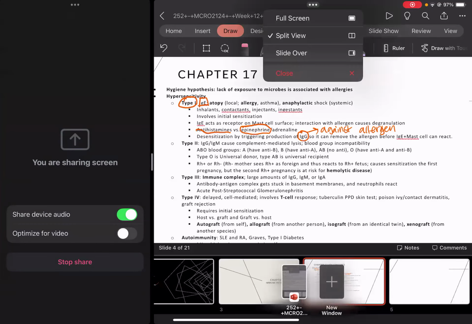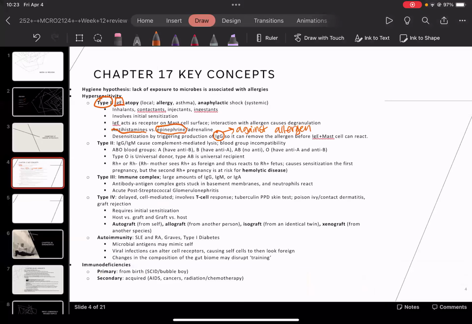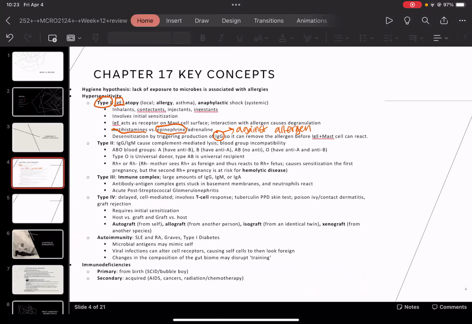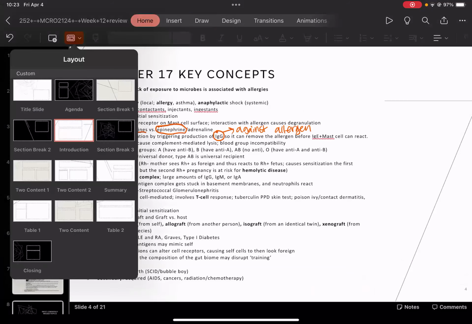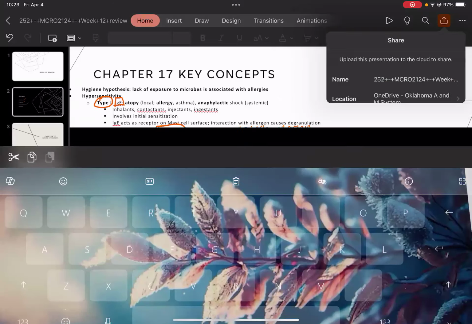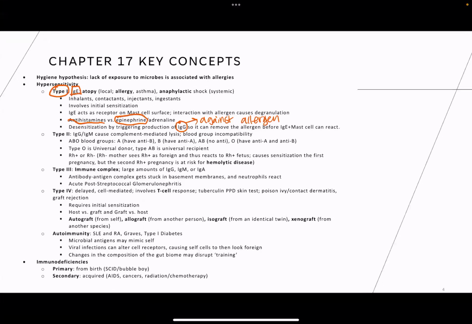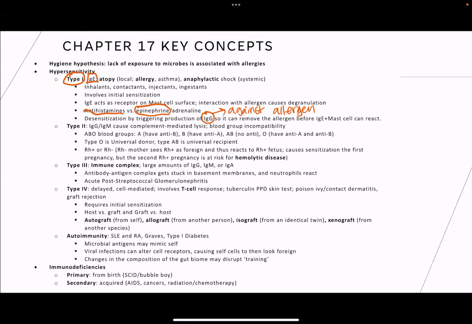Hold on. Let me do this full screen. Let me try to open this as a presentation. Well, I'm trying. This? No. This is what I want. Okay. All right. There we go. That's better.